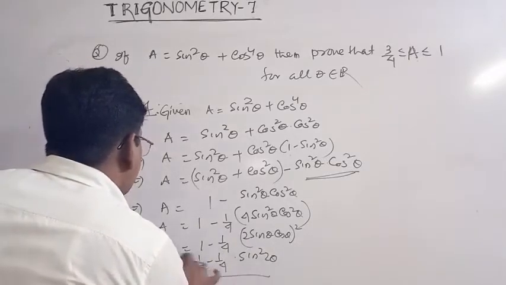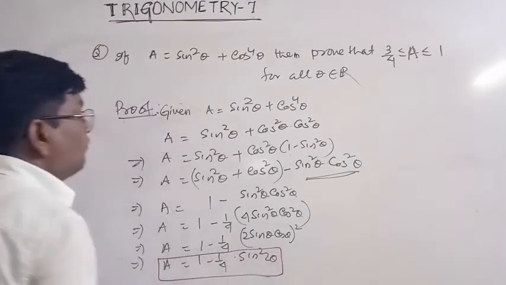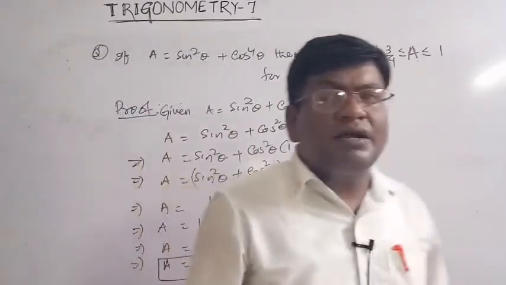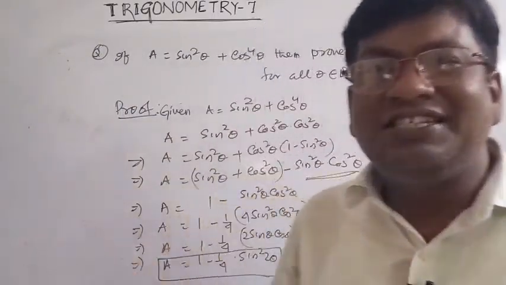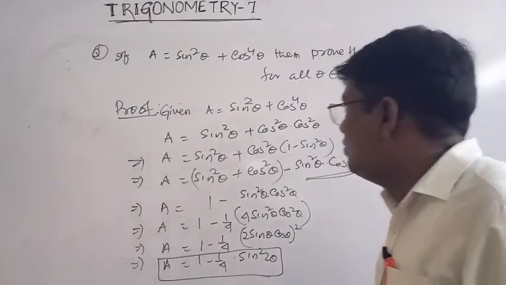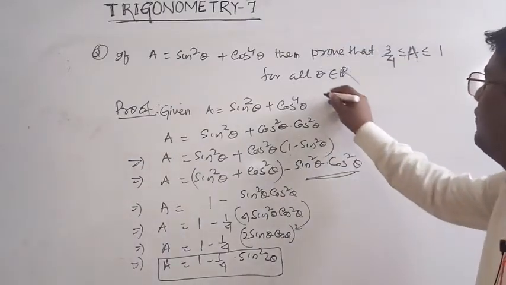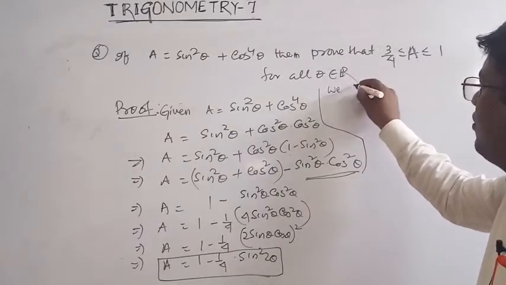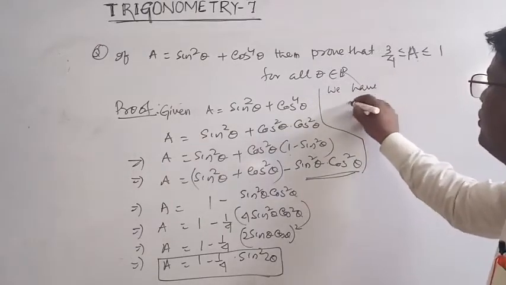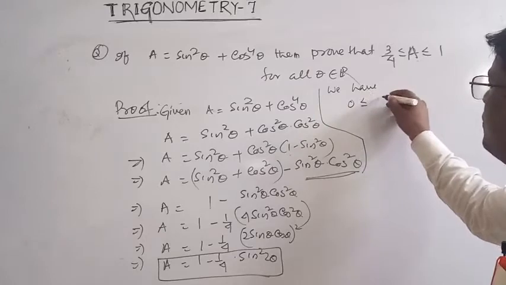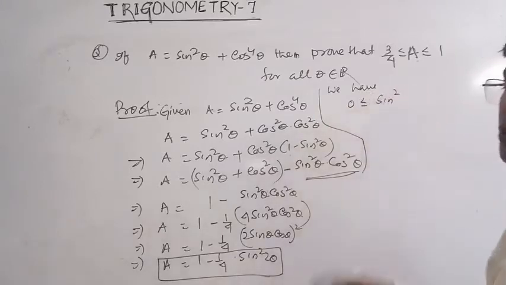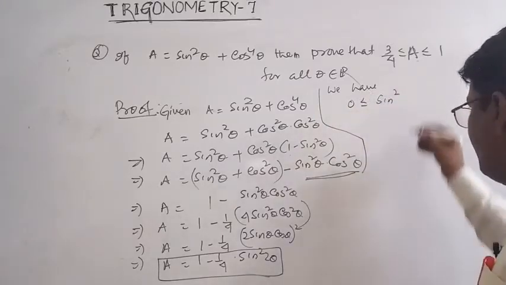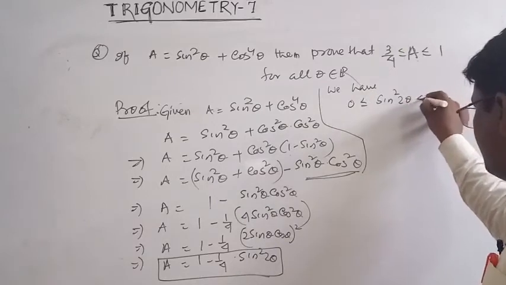This is the box, which we know: an even power of sin always lies between 0 to 1. So we can write here we have 0 less than or equal to sin square 2 theta. Whether it is 2 theta, 5 theta or 100 theta, it means the same, it lies between 0 to 1.